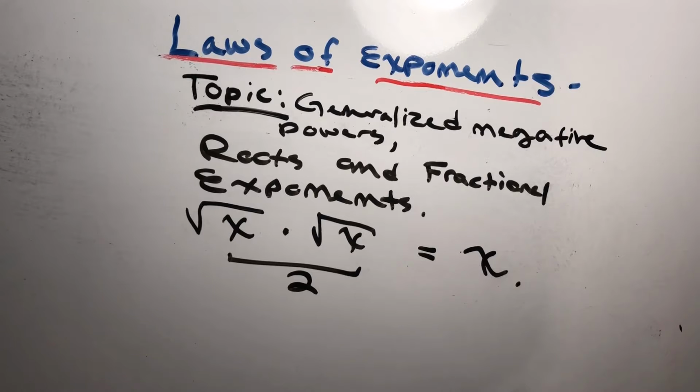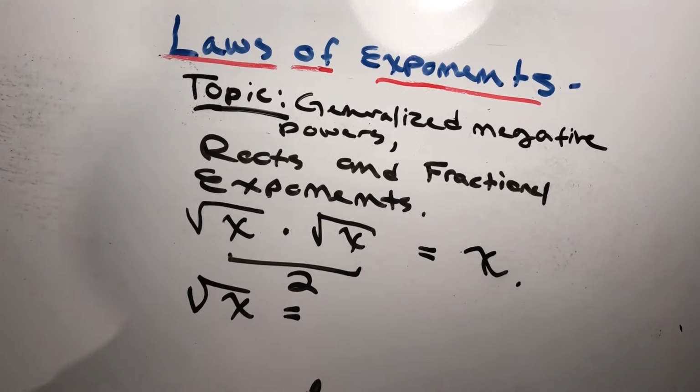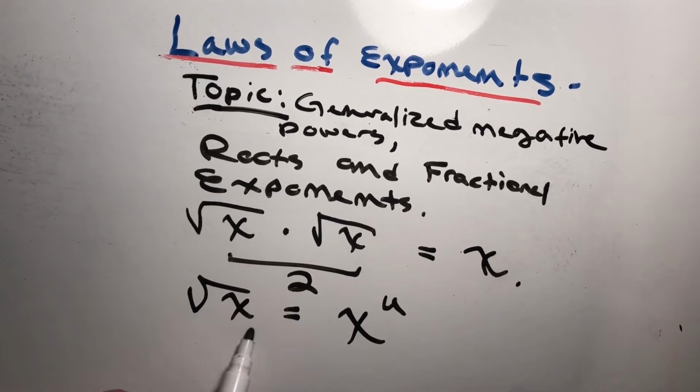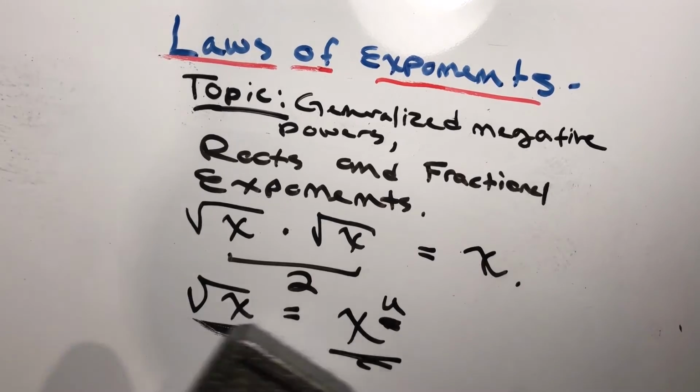Okay, so with this in mind, how can we convert the square root of x into something where x is raised to some power? How can we convert the definition of the square root of x into x raised to some power, u, let's call it?